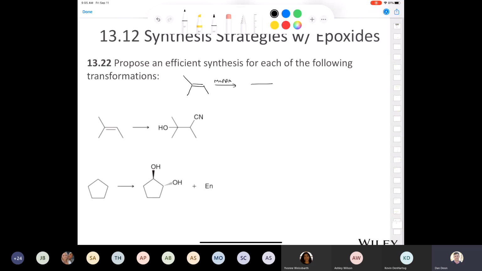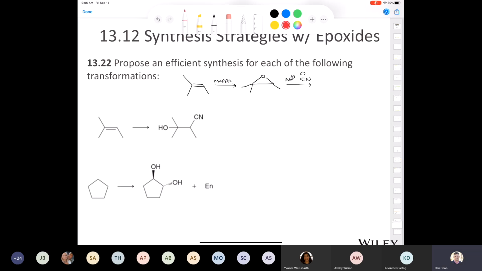I don't care how you draw it. This isn't a stereocenter anyway. Like this, you're going to end up with that epoxide. Then what are we going to do? Who could help me out with the next step? If I want to make a nitrile, what would I use as a nucleophile? I'll give you a clue. Ends with iodine. That's right, Diego. Sodium cyanide.